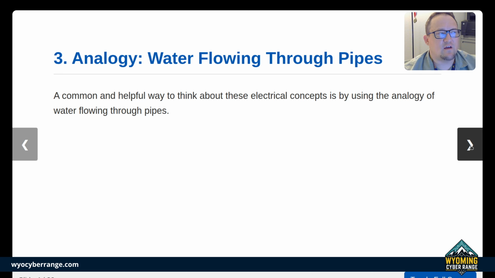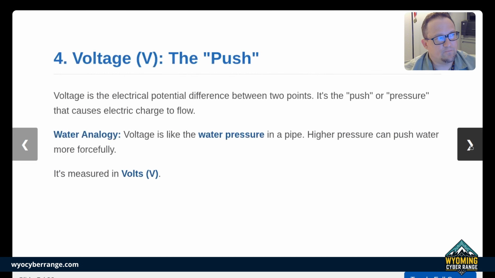So our first analogy that we're going to use to help you put this together is going to be water flowing through pipes. This is something that we like to use when we're trying to talk about voltage and resistance. And so that way it'll help you understand how it really is working with a piece of wire and why, if you do things incorrectly, that it can actually destroy your electronics.